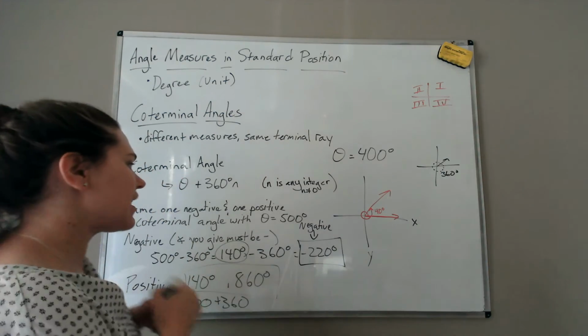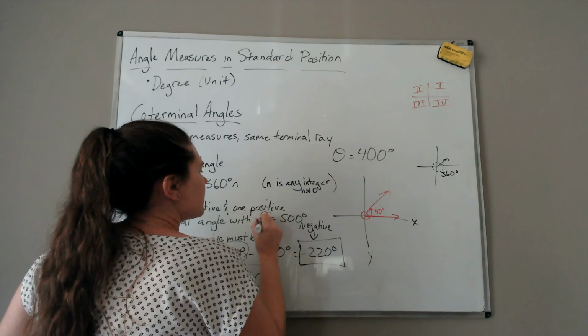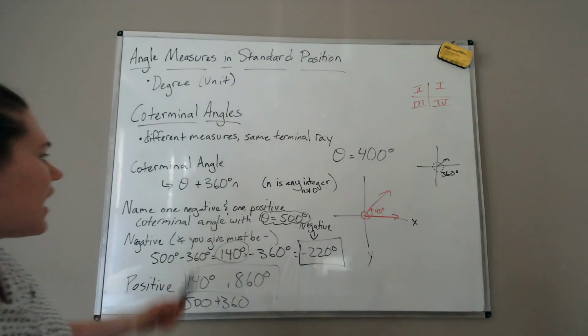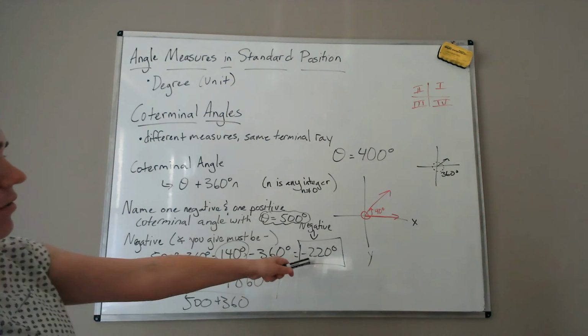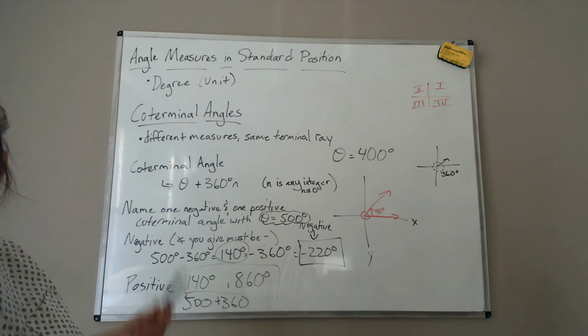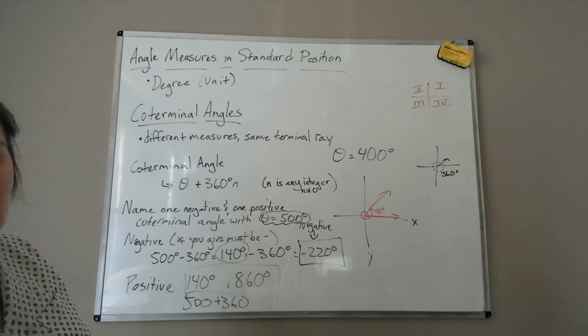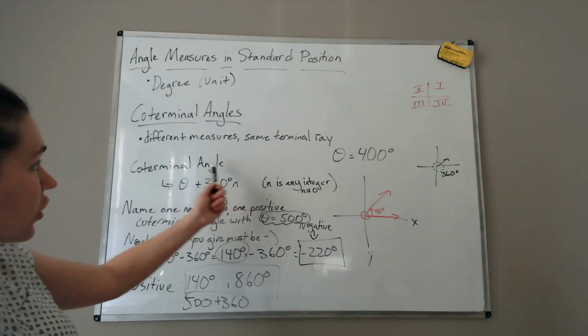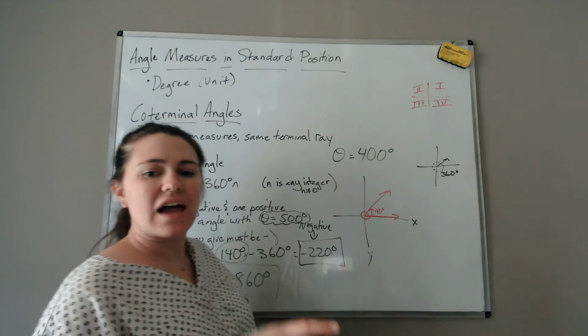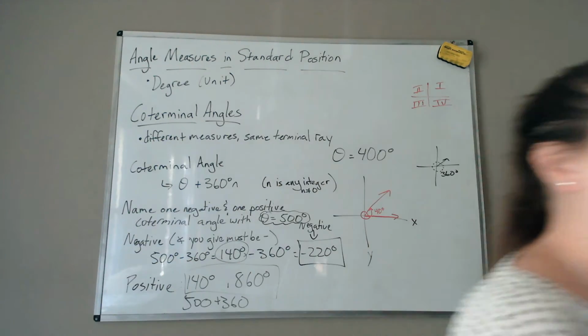But what you have to keep in mind is there are an infinite number of coterminal angles with any one given angle. And if it says a negative coterminal angle, the angle you name must be negative, the positive angle must be positive, and coterminal means that their terminal side, that's why it's called coterminal, their terminal side is ending in the exact same location. Okay, so that's it for coterminal angles.